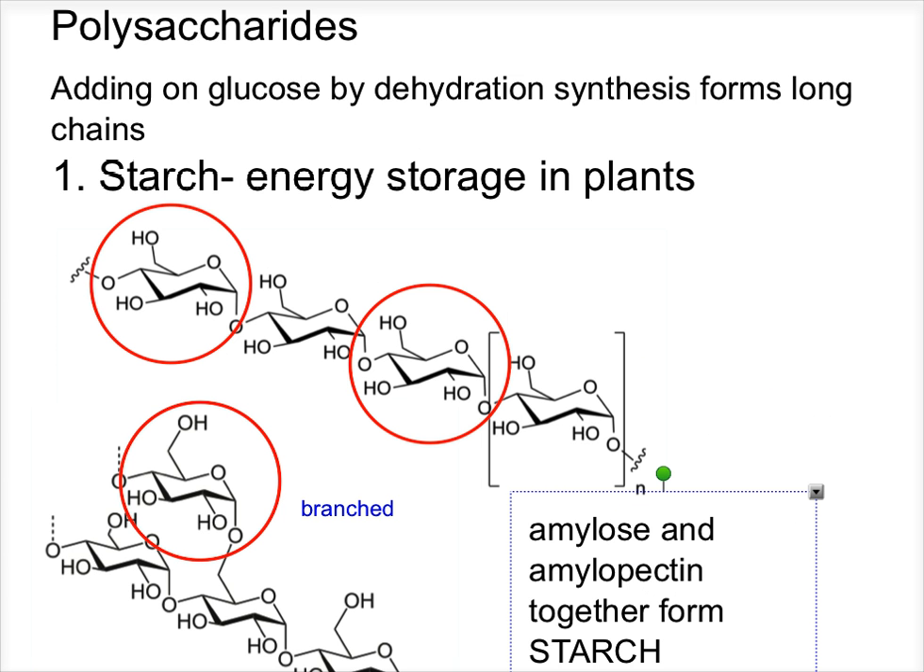Polysaccharides are when we start linking glucose together by dehydration synthesis to form long chains. There are 4 important polysaccharides that you need to know. The first is starch, which is the most important energy storage in plants. Starch is a combination of amylose and amylopectin. Amylose is a single chain and amylopectin is a branched chain. I have circled the individual glucose molecules within the chain for you to see.